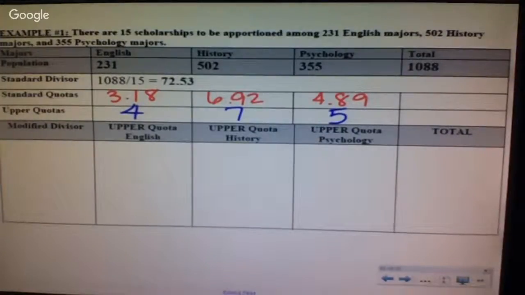Okay. So when I give everybody upper quotas, my total starts out to be too big. In Jefferson's method, when we did lower quotas, your total always came out too small. Well, you'll notice when we do upper quotas, it comes out too big. So we need this to reach 15, which means 16 needs to go down. I need my total of 16 to drop down by 1, which means I need my standard divisor to go up. I need some number to guess that's higher than 72.53.